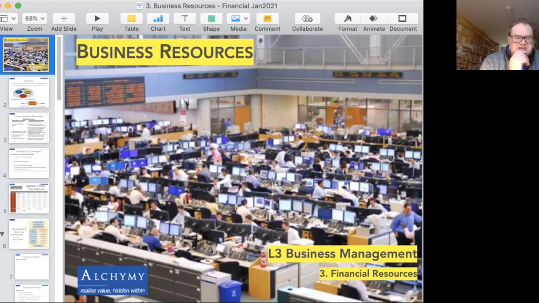Any idea what this picture is? It's a trading floor. Okay. So we're going to kind of mix two of the elements. Actually, all three. In this, you can see all three elements of what we're talking about in terms of business resources. It's a trading floor. So for want of a better word, it is a type of factory. And in this factory, we have these fundamental factors of production.